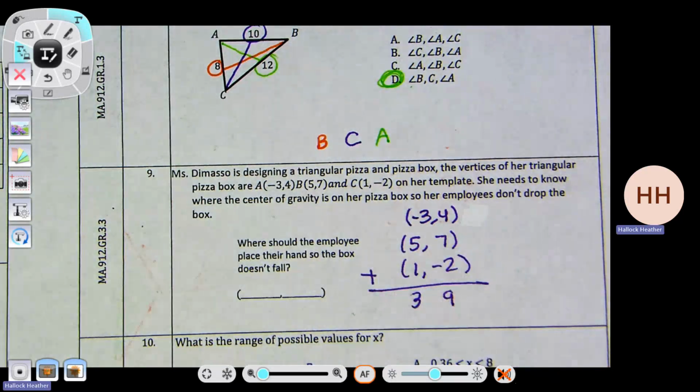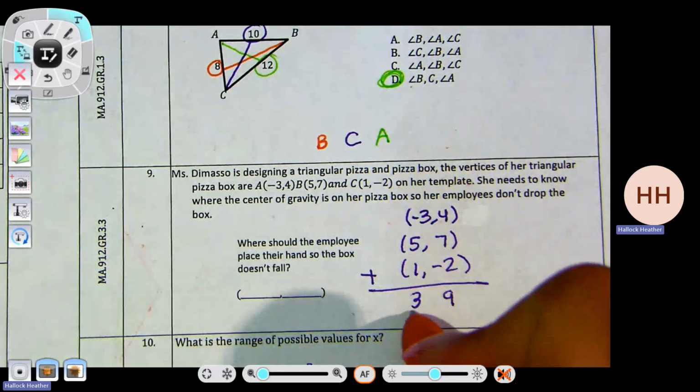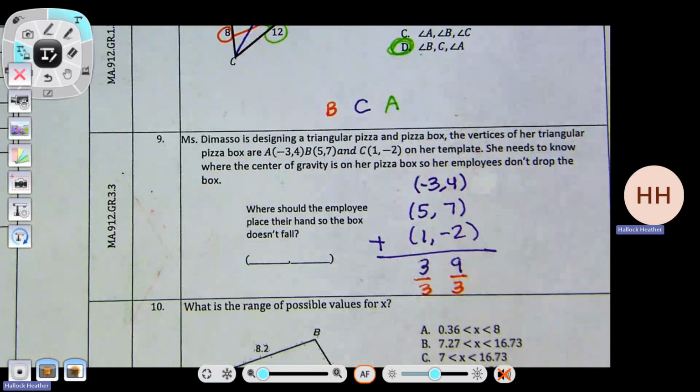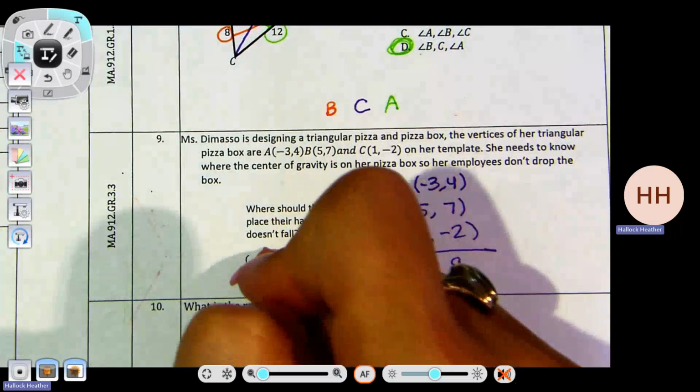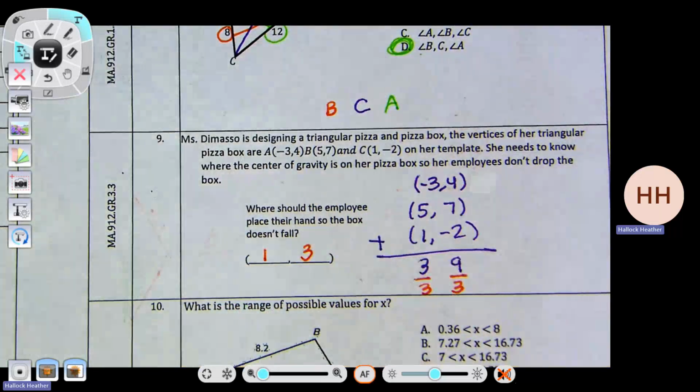And then you're finding the average of this. So you have to just divide by how many coordinates there are. And because we're talking about triangles, there's 3 coordinates. So if I divide by 3 for each one of these, you get 1 and 3. So on a graph, it would be at (1, 3).